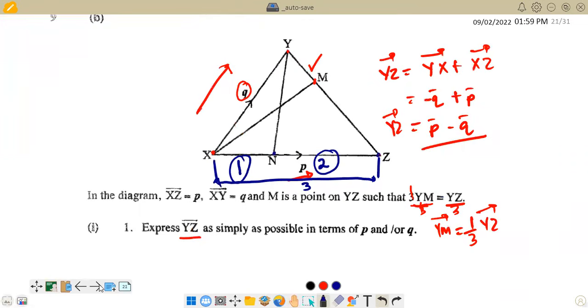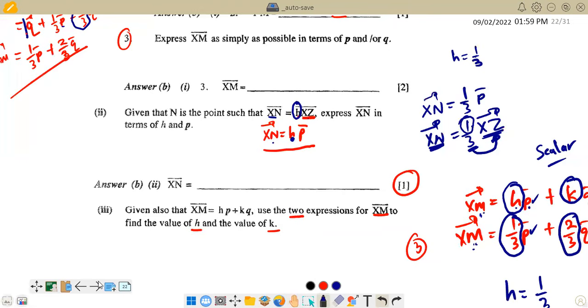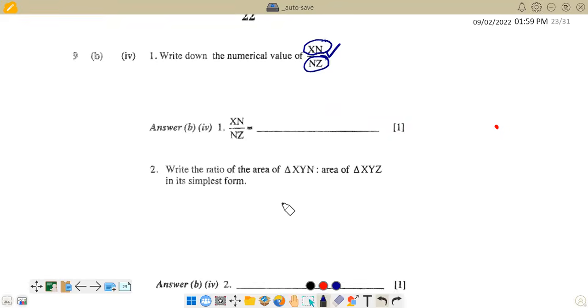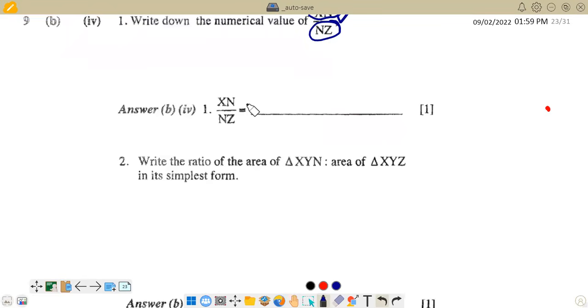All right, so that's it, guys. 1:2. I'm going the wrong direction. All right, so that will be your XN. We said XN is one part and NZ is two parts. So you answer the question the way you are given the ratio. If it was given like this, find the ratio of XN as to NZ, it was going to be 1:2. So this is 1 and this is 2.